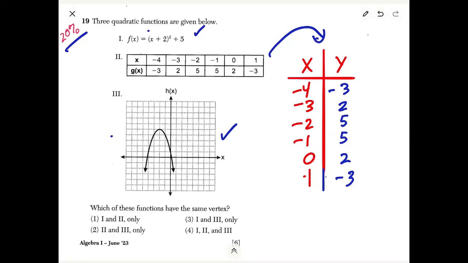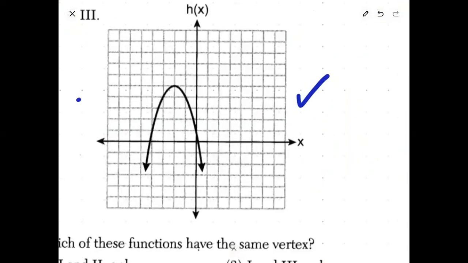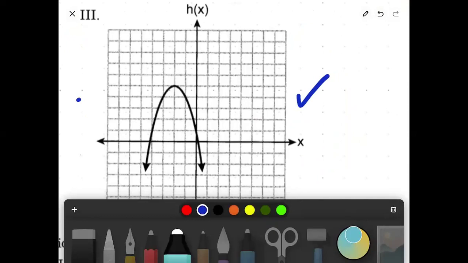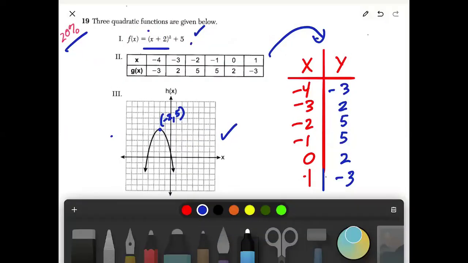So here we go. First thing, the graph I'm going to start with, they want the vertex. So the vertex is right here. So the coordinates would be, you go over 2 to the left and then 1, 2, 3, 4, 5. So the coordinate is (-2, 5). That's the vertex. It's a maximum. That's not important, but that's the vertex. And then we're going to find the vertex for this function.